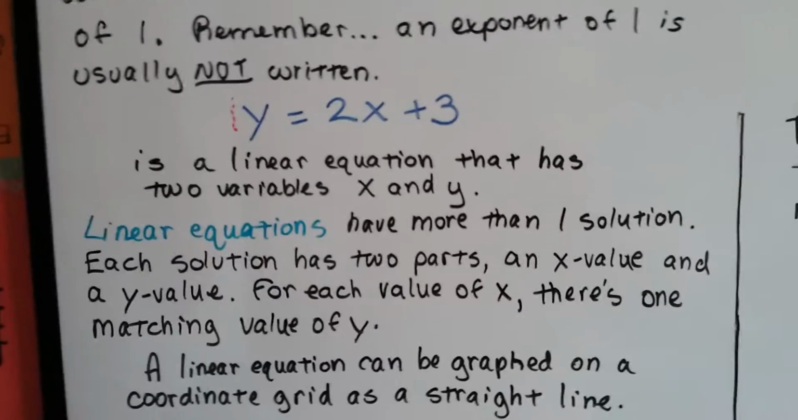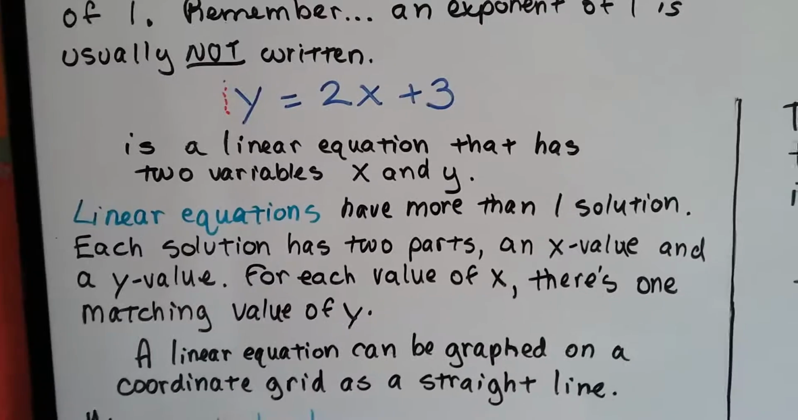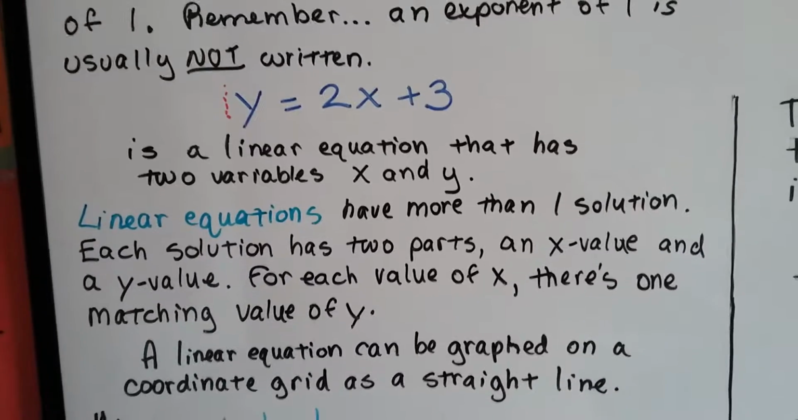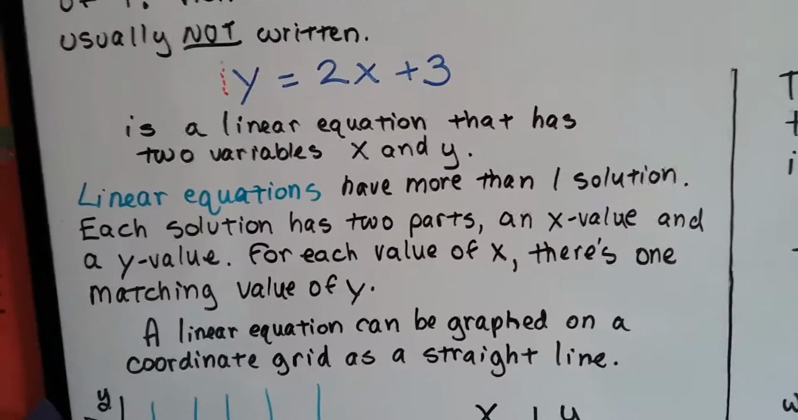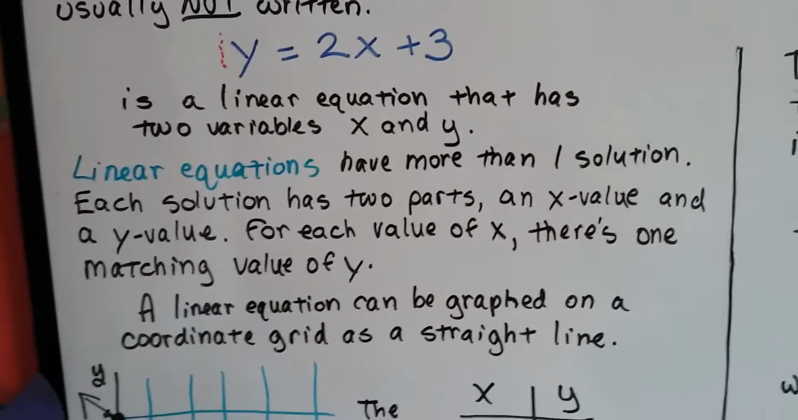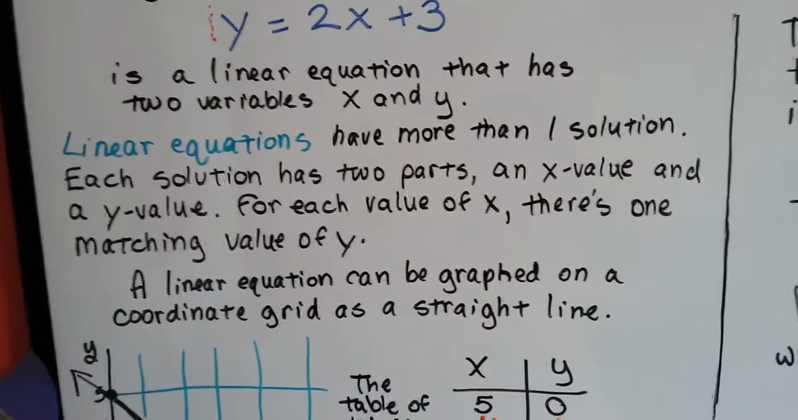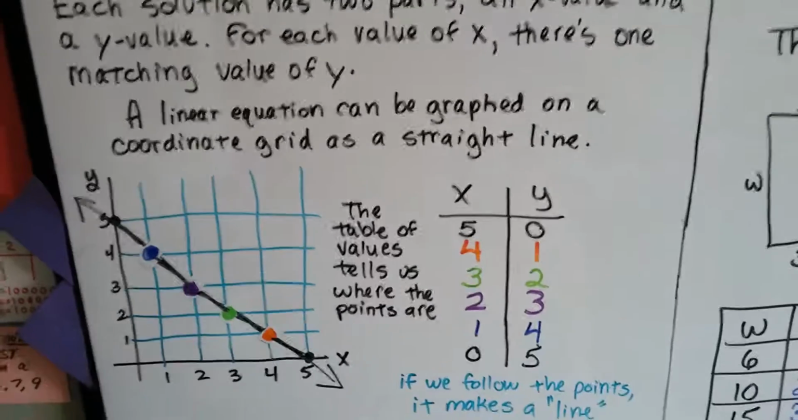And they have more than one solution. Each solution has two parts, an x value and a y value. And for each value of x, there's a matching value of y. Wow, does that sound confusing? A linear equation can be graphed on a coordinate grid as a straight line.